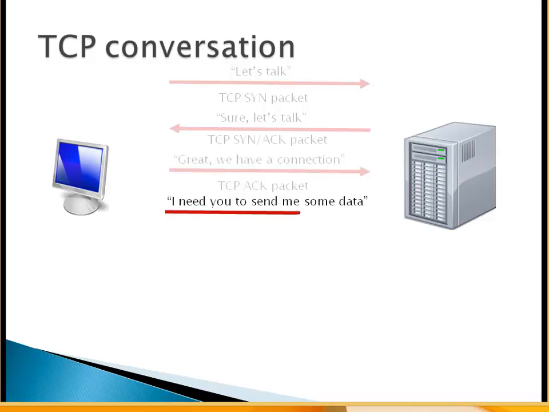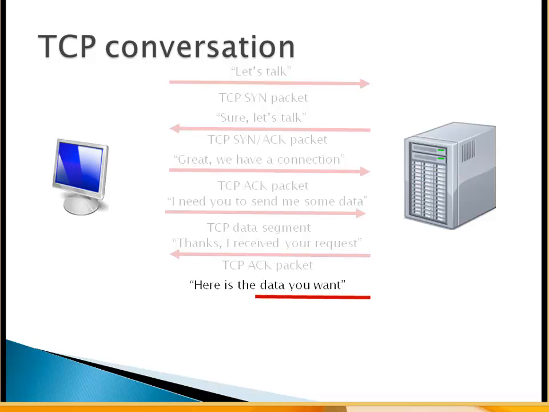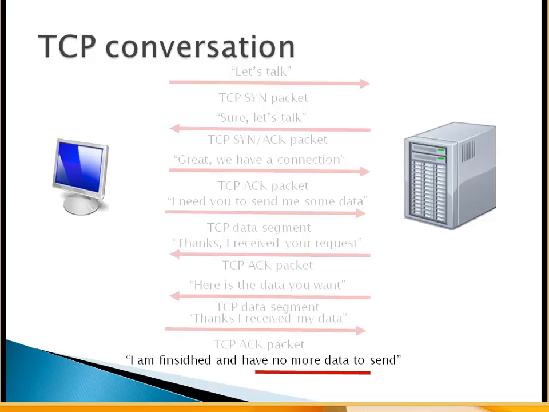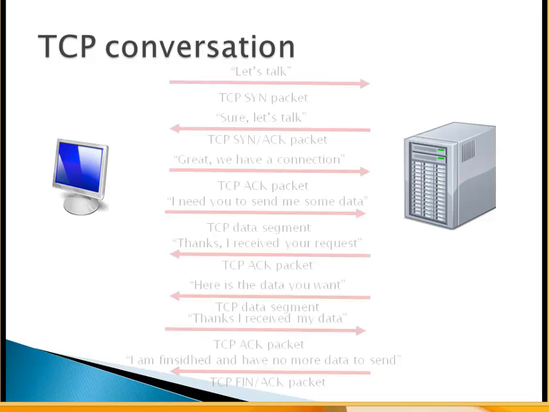Then the client sends a normal packet: I need you to send me some data. This is a TCP data segment. Thanks, I received your request, and this is again a TCP acknowledgement packet. Here's the data that you wanted, TCP data segment. Then the client will reply with an acknowledgement for that packet. And then the server will say, okay, I'm finished, TCP FIN acknowledgement packet. And then the client will reply with a FIN packet as well. So that was the TCP conversation.